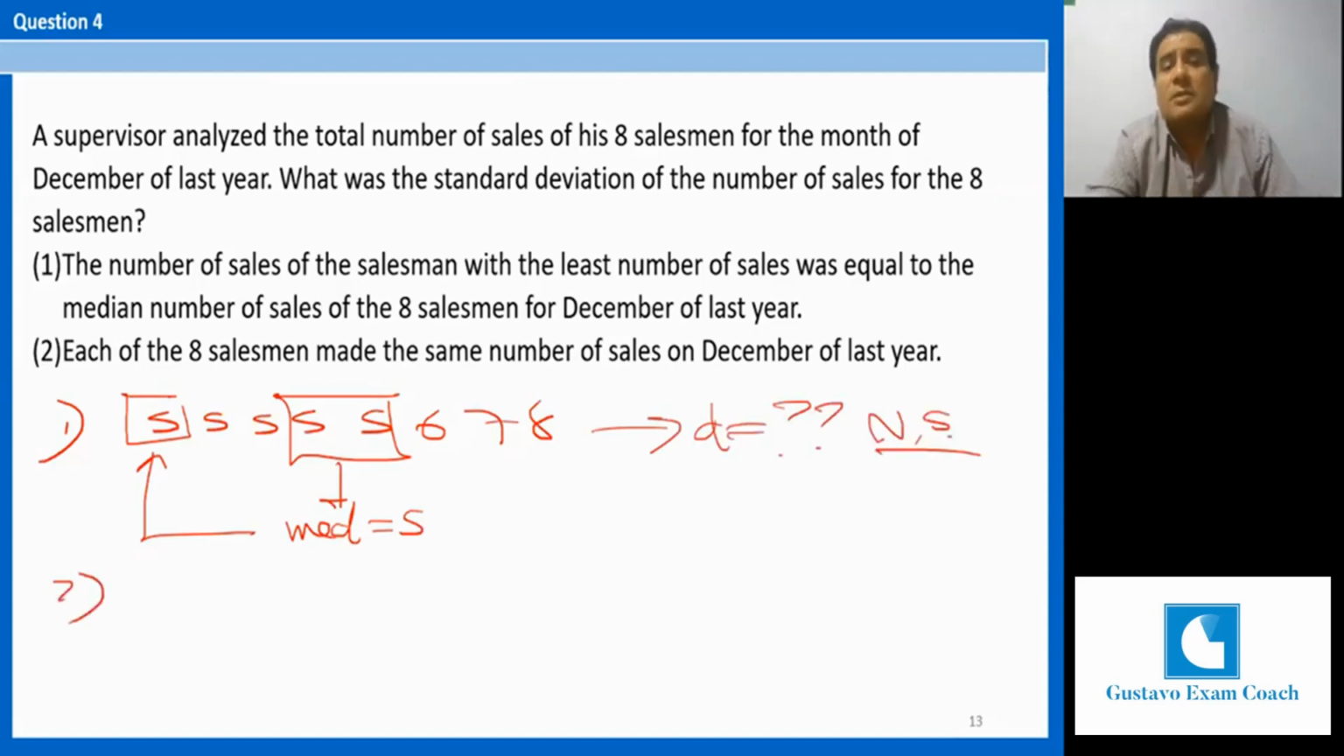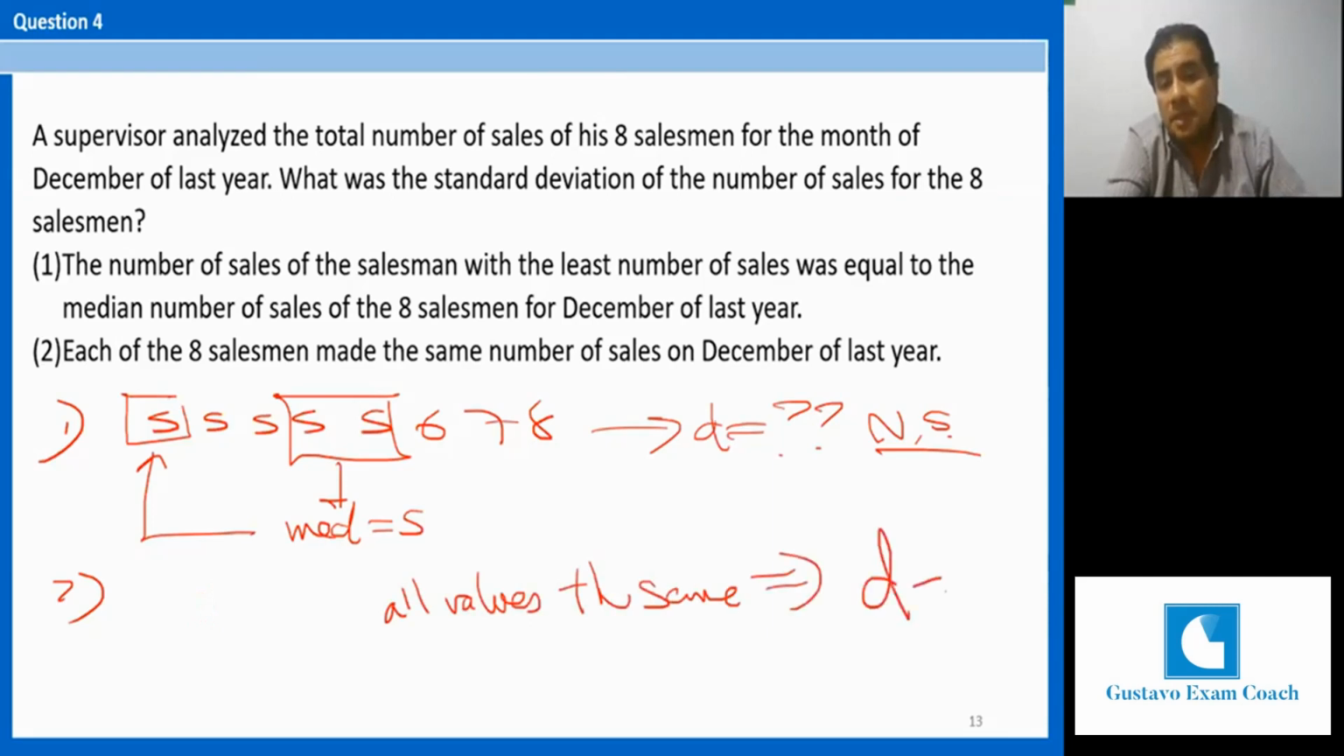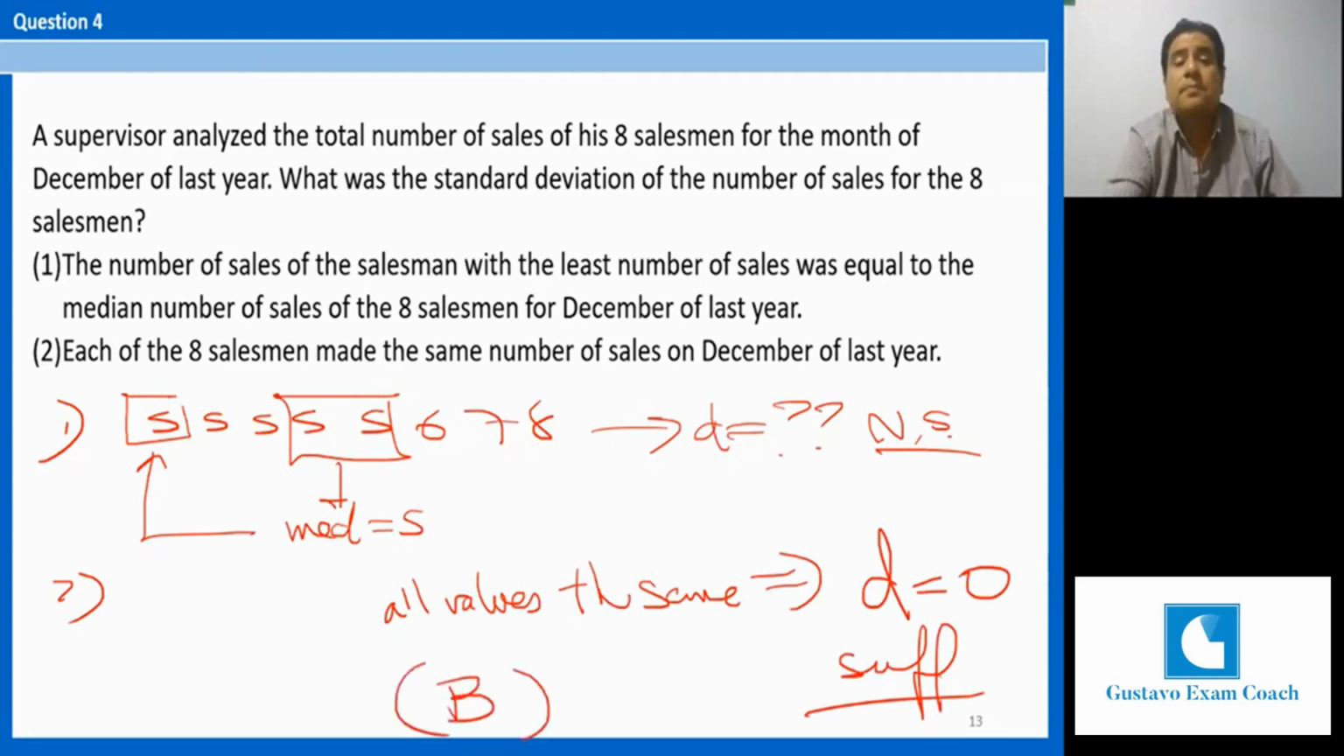But on the second statement, each of the 8 salesmen made the same number of sales on December of last year. This means that all the values, the 8 sales amounts, are equal to one another. So all values the same means the standard deviation is 0. So you have a unique value for an answer. The answer choice is B.